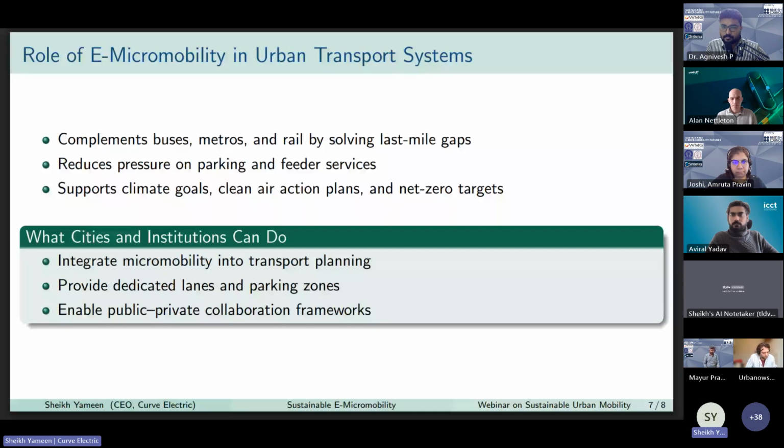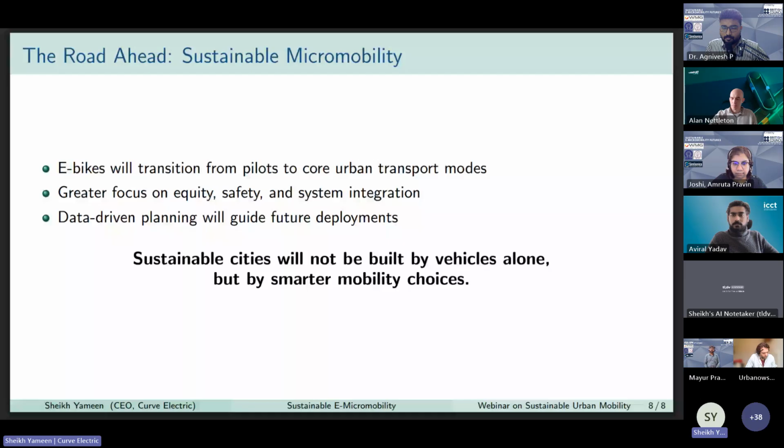And the road ahead, I would say e-bikes will definitely transition from pilots to being at the core of solving the urban transportation problems. We need to focus on equity, safety, and system integration of e-bikes with the whole transportation system in general. And the plan has to be, once we design the transportation systems, we have to have proper planning when it comes to e-bikes and integrating these micromobility options.